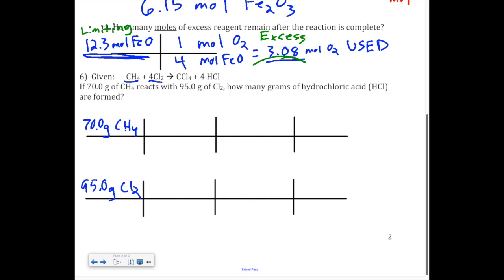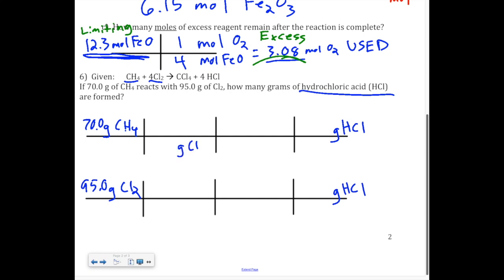So what I'm going to do is take all of these and go to the same product. It doesn't matter which product I do. Actually, it does, because I'm going to ask for hydrochloric acid. So I'm going to pick hydrochloric acid for both of them. So I have two different starting points, but I have the same endpoint.